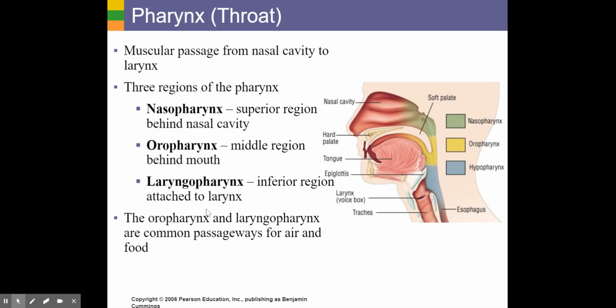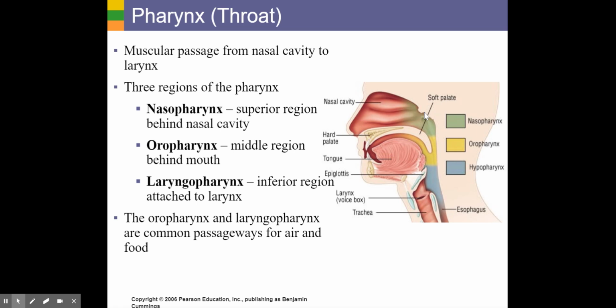Okay. Next section we'll talk a little bit about is the pharynx itself. So this is the junction between the nasal cavity, the oral cavity, and then finally the esophagus and trachea. So it's a muscular passage that connects both the nasal cavity to the larynx. There are three separate sections. The upper section is the nasopharynx. So this is the back portion of the nasal cavity.